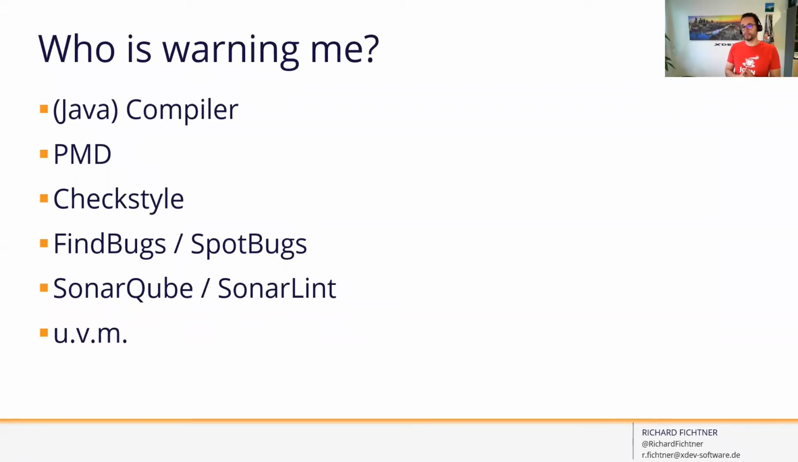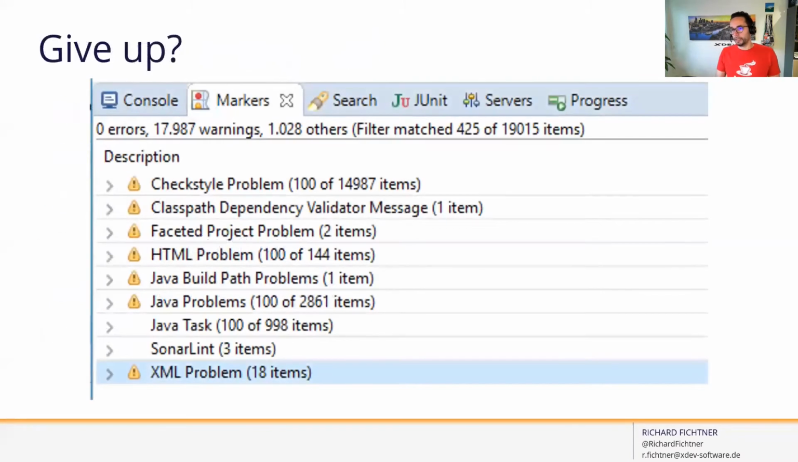And they will help you reduce error. So let's have a look how this looks. Okay, let's see. So 20,000 warnings. Okay, a little bit filtering.